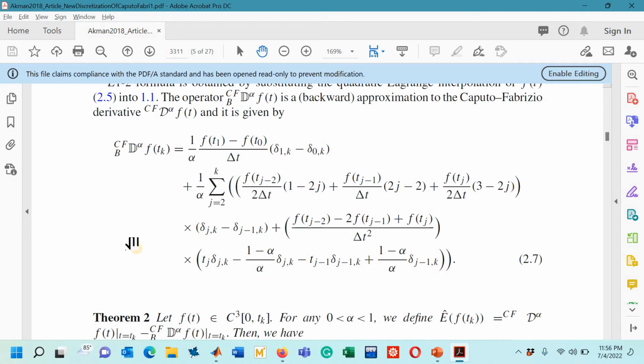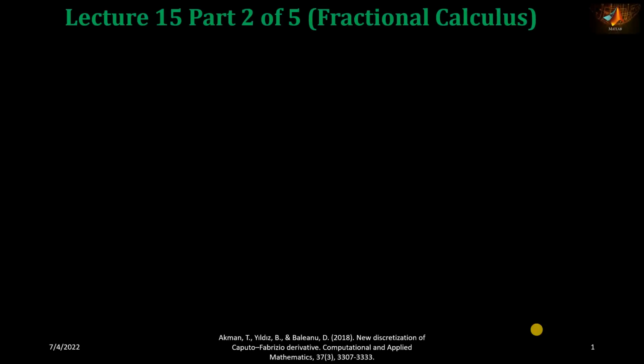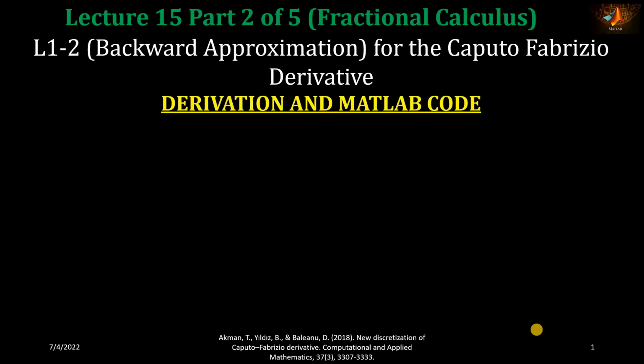This formula is called the L1-2 formula to approximate the Caputo Fabrizio derivative, and the authors have used the quadratic Lagrange interpolation technique. The authors have called this a backward approximation. So let's go to the derivation first, and then we will switch to the Matlab code. Now, this is the second part of lecture number 15. We are going to derive the L1-2 formula, the derivation as well as the Matlab code.